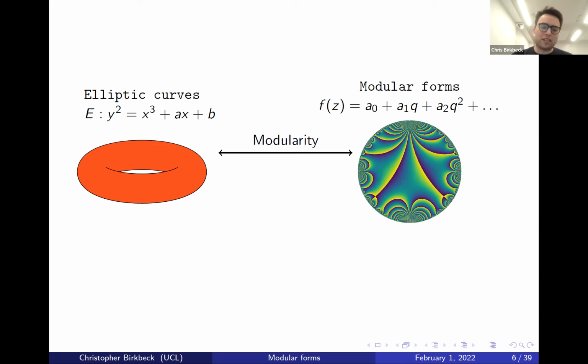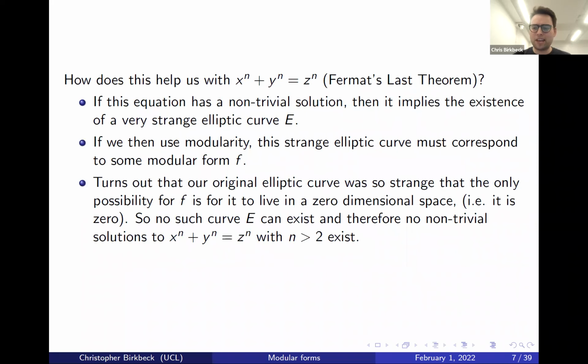And you might be asking, okay, this is great, but how do I use this to solve Fermat's last theorem? Well, roughly the idea is as follows. You assume that you had a non-trivial solution to Fermat's last theorem. So you had a non-trivial x, y, and z such that x to the n plus y to the n equals z to the n, n being at least 3. Then from this, you can construct an elliptic curve. And it turns out that this is a very special elliptic curve. It has some very interesting properties.